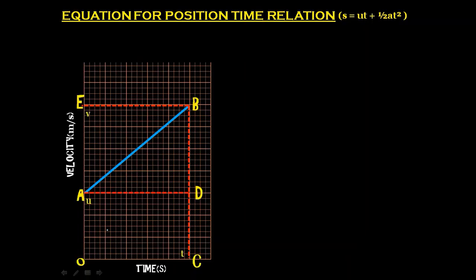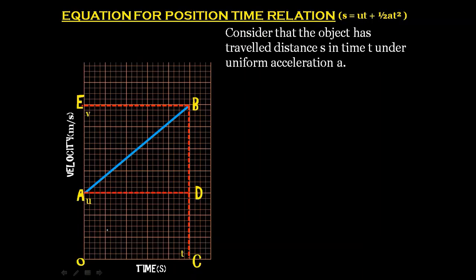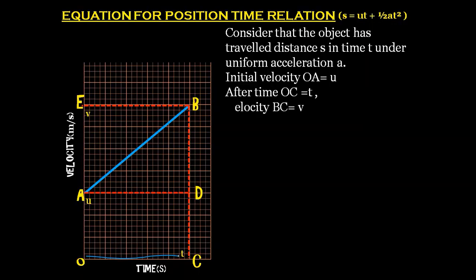Now these are some points marked. Consider that the object has travelled distance s in time t under uniform acceleration a. Also, the initial velocity OA is equal to u. After time OC, when the object with velocity u reaches point B after time t, its final velocity is BC, that is v.